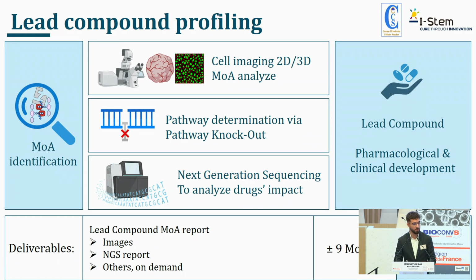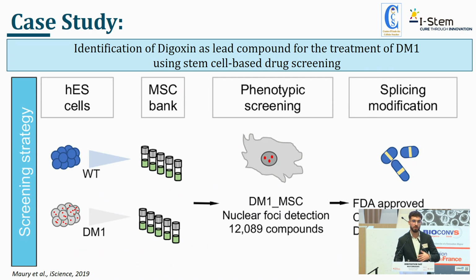Once we have the lead compounds, we can do the lead compound profiling. For that, the main part is usually the identification of the mechanism of action. We could do, for example, cell imaging on 2D or 3D models. We could also do pathway determination with pathway knockout and next generation sequencing to analyze the drug's impact. The goal is really to lead the lead compounds to pharmacological and clinical development. All those packages can be done on an individual basis or all together, making an end-to-end service to de-risk a project. Now I will show you an example that was made at iStem.